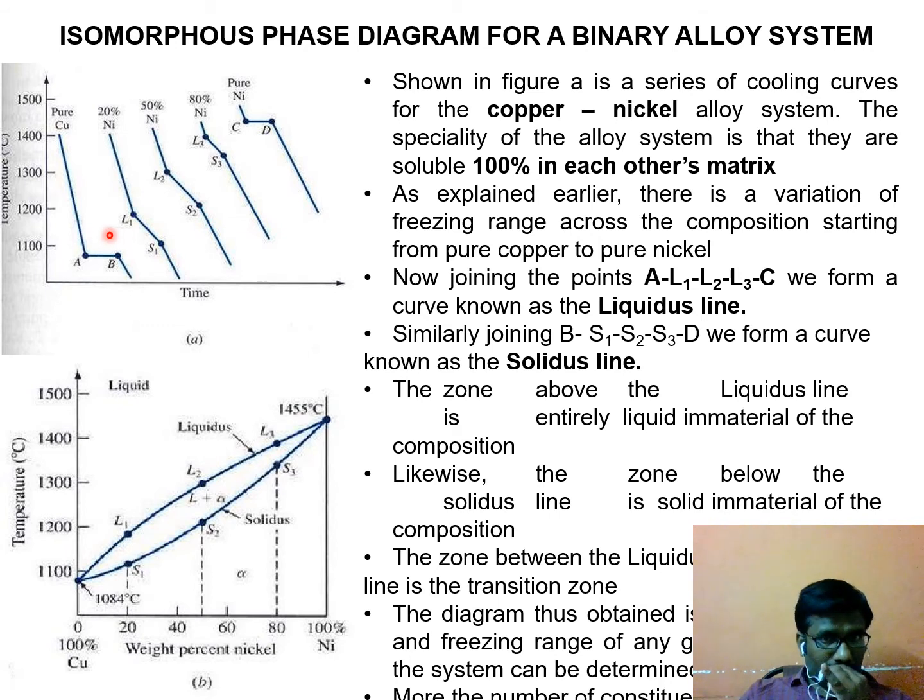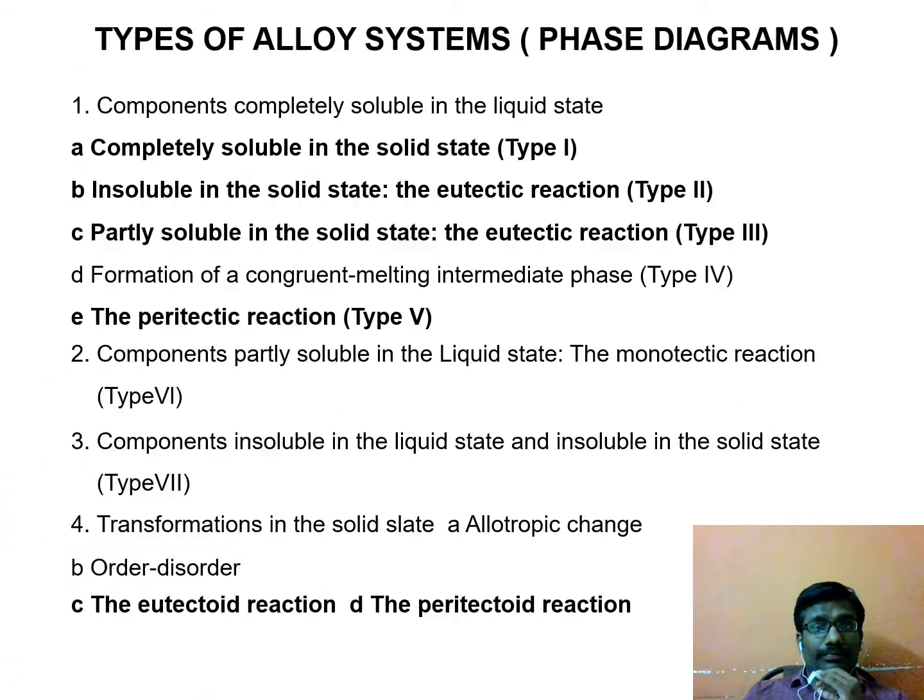Now, whatever I told in the previous slide, you can connect all the solidification starting points in one line. We call this the liquidus line, and we connect all the solidification ending points. We call this the solidus line. So here it is entirely liquid phase. Here it is L plus alpha, liquid plus solid. Here it is solid phase. So this is called an isomorphous system.